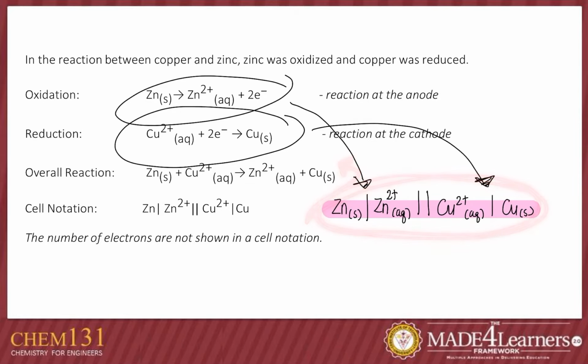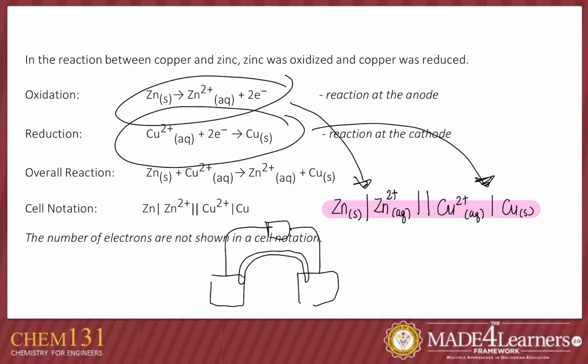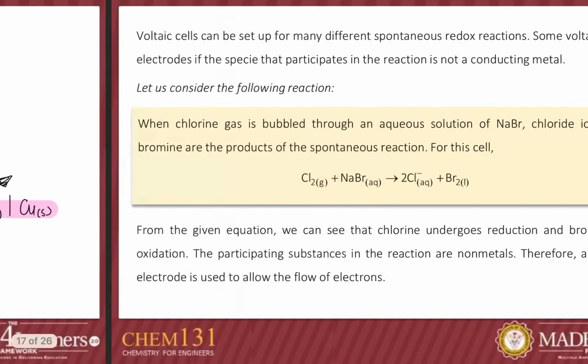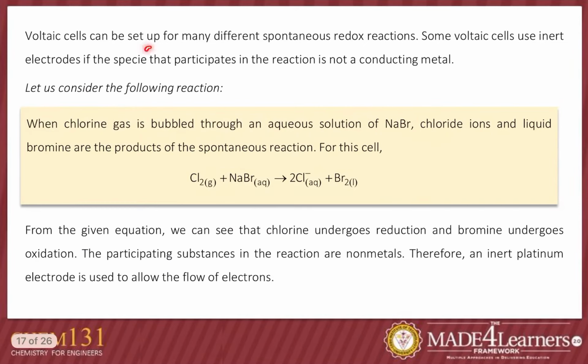So instead of drawing the half cells and the salt bridge, instead of drawing this one, we just write the cell notation. Okay? So voltaic cells can be set up for many different spontaneous redox reactions.